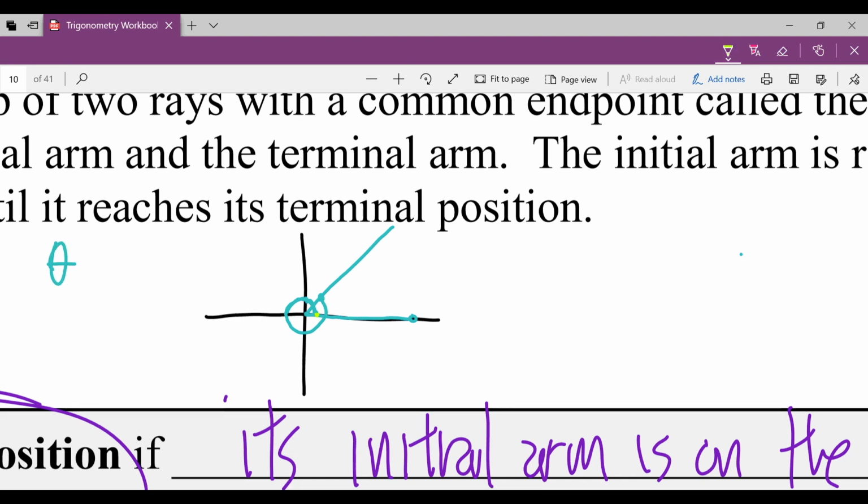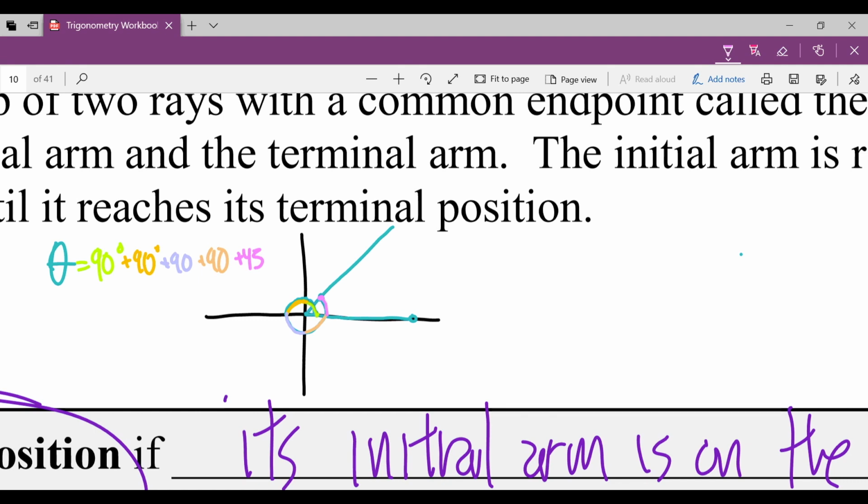Well, starting here, this first rotation is 90 degrees. If you keep going to there, you've got another 90 degrees. If you keep going here, you've got another 90 degrees. If we keep going to there, we've got another 90 degrees. And finally, if we make this last little bit there, I'm going to tell you that's 45 degrees.